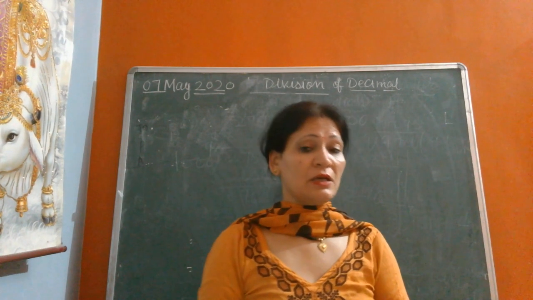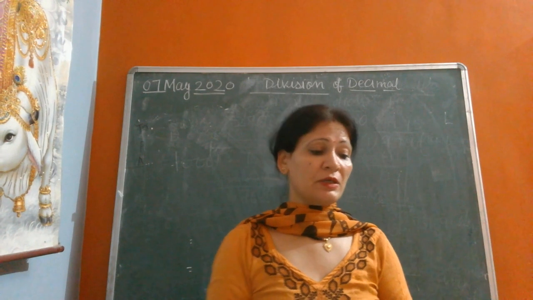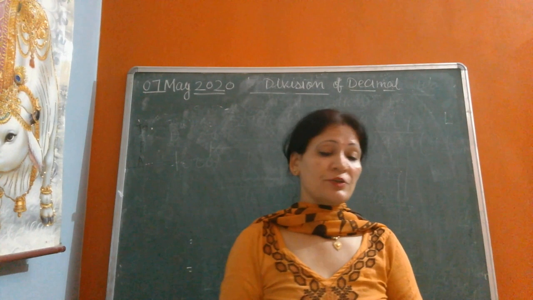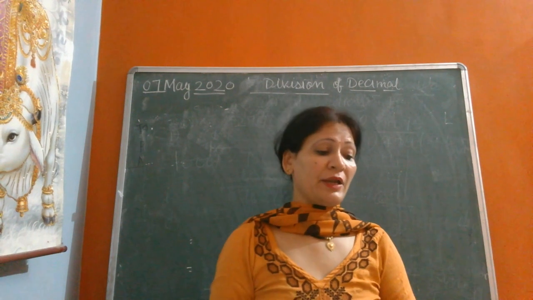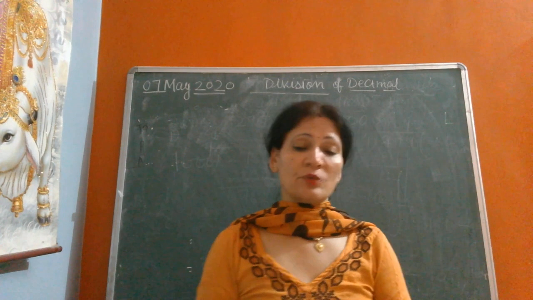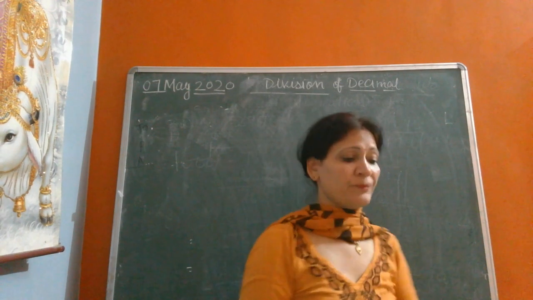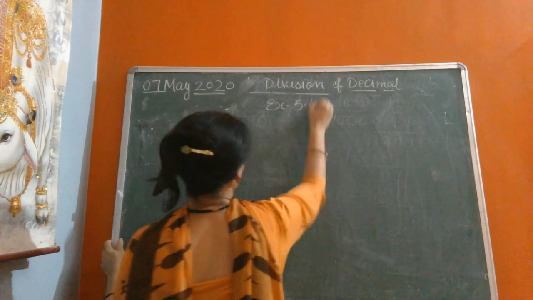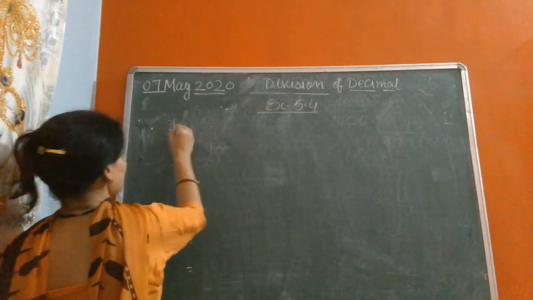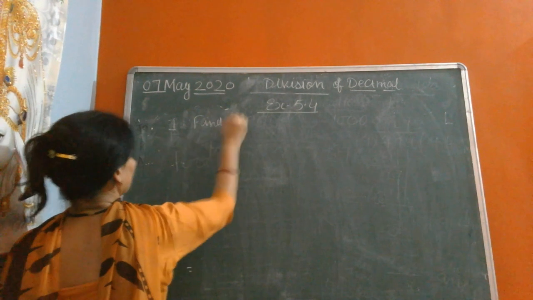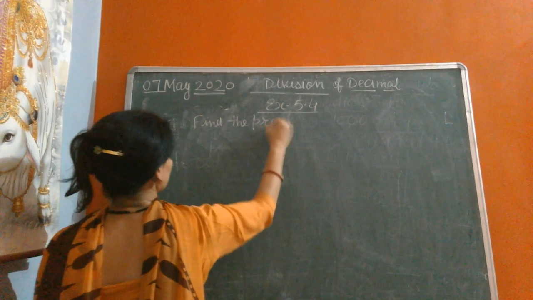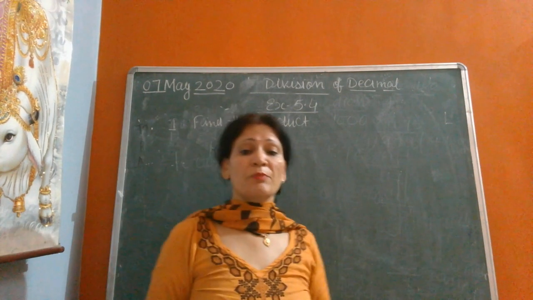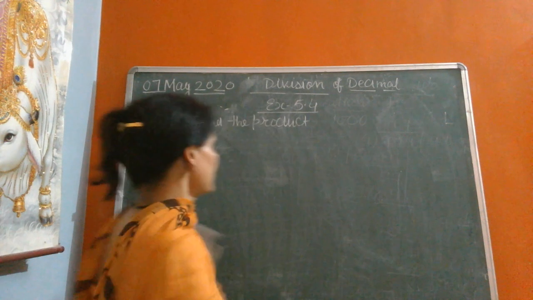This exercise is based on product. Using subtraction, find the product using the shortcut method and division. So let us start. Find the product. Exercise 5.4. The first question is: find the product. Product means multiplication.